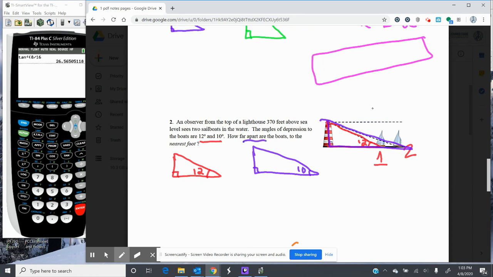And they're asking for how far apart the 2 boats are. So again, that's the same idea where you're looking for the distance between the 2 boats. So if I put an X there, you're looking for the distance between your boats. Moving to the next page.